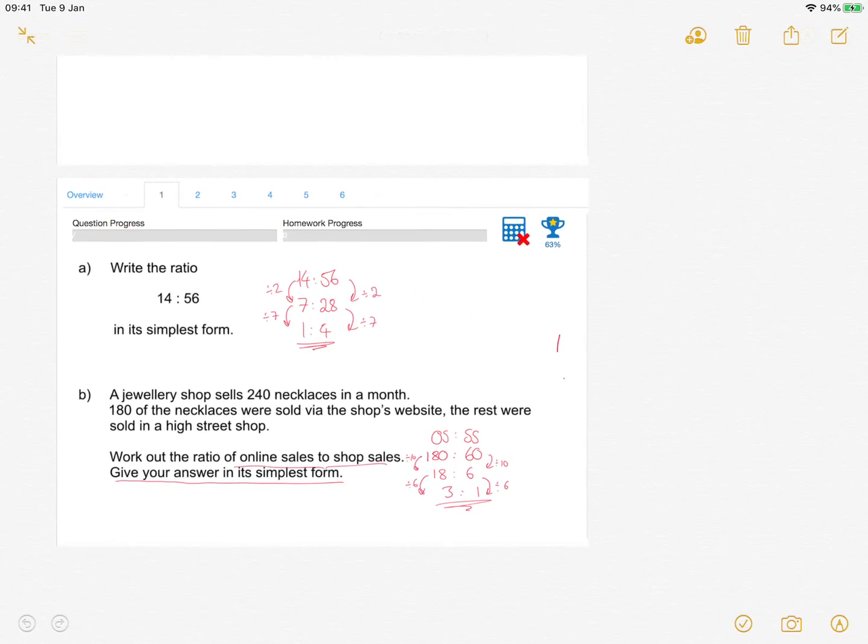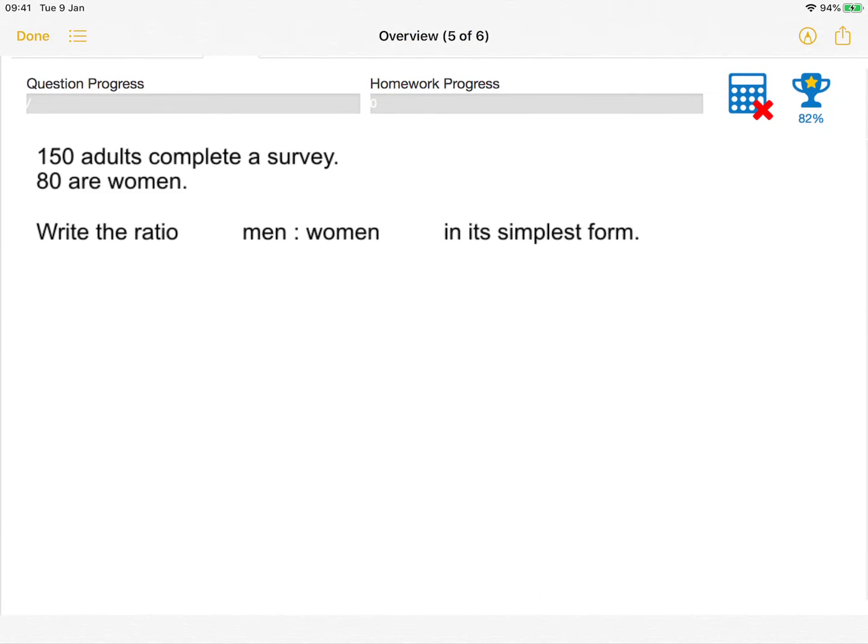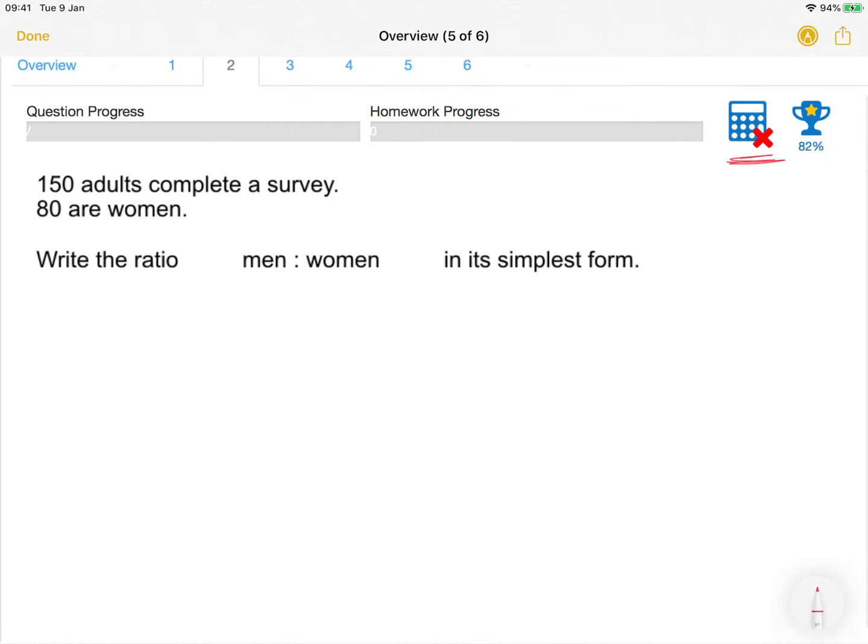Right, next question. So remember, don't make this a copying exercise. As soon as you feel like you can have a go at it, do it. Right, so notice the non-calculator up here. 150 adults complete a survey, 80 are women. Write the ratio of men to women. So we know that 80 of them are women, and there are 150 in total, so that must mean that 70 of them were men.